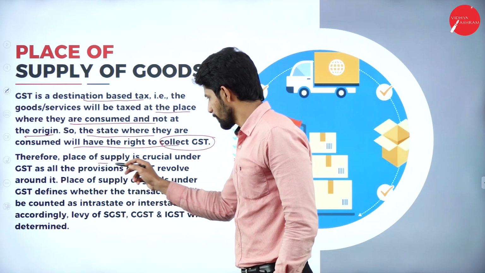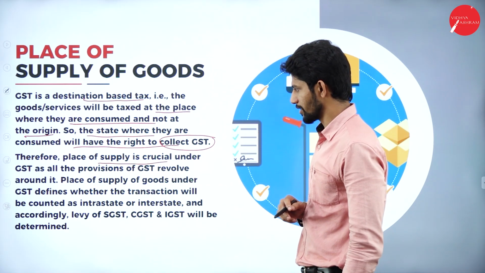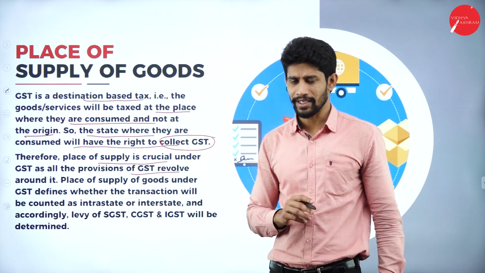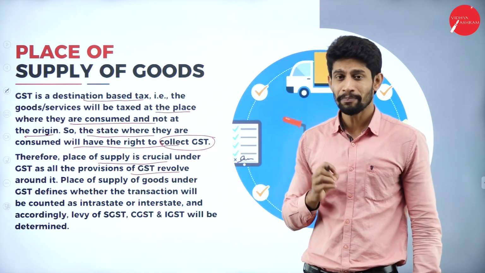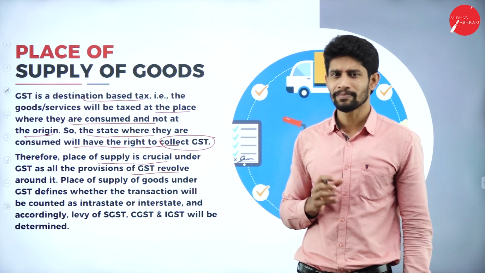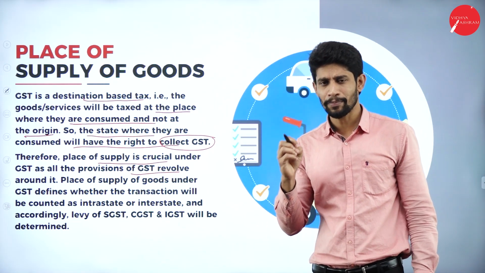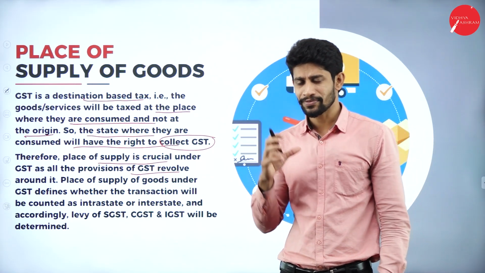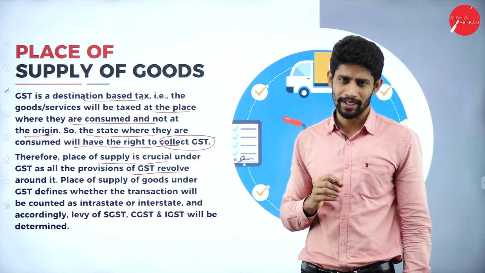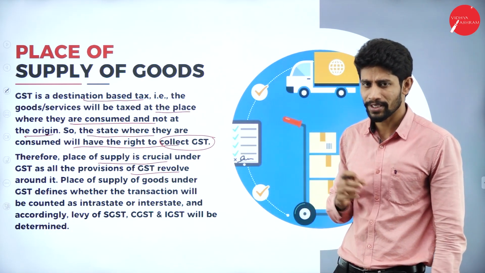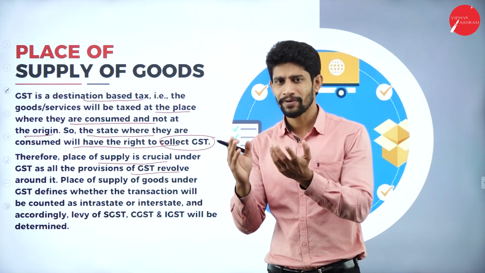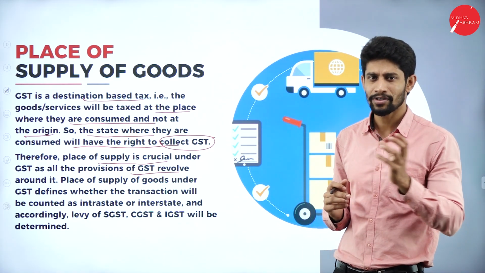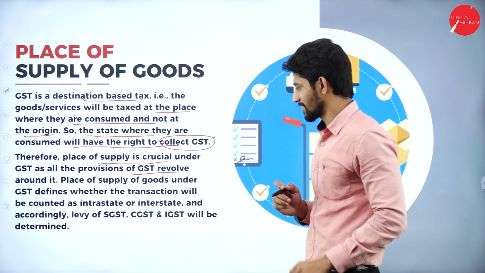Therefore, place of supply is crucial under GST, as all the provisions of GST revolve around it. Yes, it is very important. Place of supply is very important to determine the type of tax applicable on a particular transaction. That is why deciding the place of supply is so crucial, because all the factors depend on it.